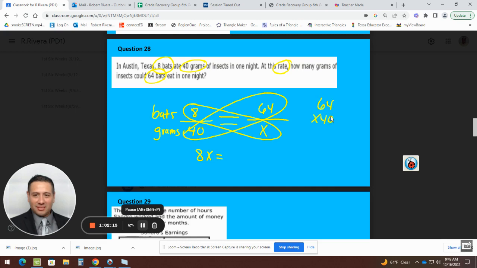40 times 64. 0 times 4 is 0, 0 times 6 is 0. Cross it out, put a 0. Don't forget that. 4 times 4 is 16, 24, 25, 2,560. Now, is x by itself? No. So I'm going to use that M. This means multiply, so to get rid of that 8, I'm going to do the inverse, which is to divide by 8. What you do to one side, you have to do to the other.